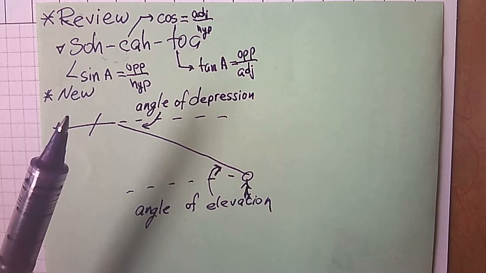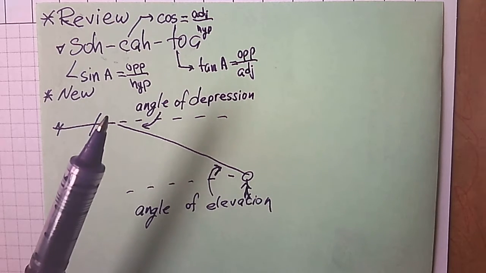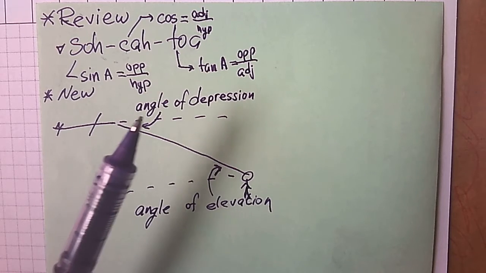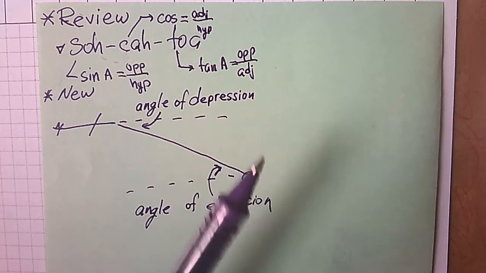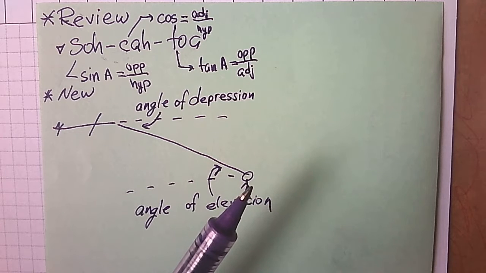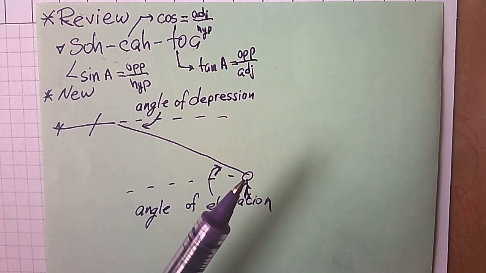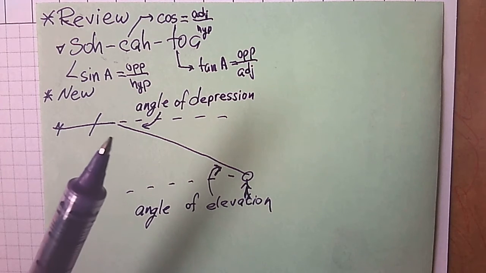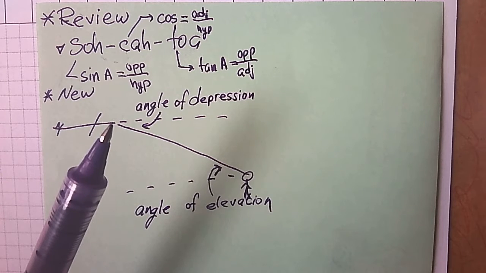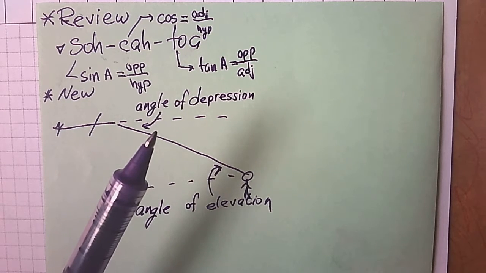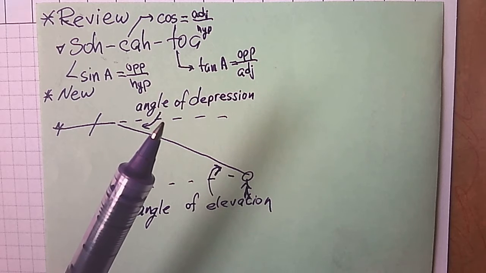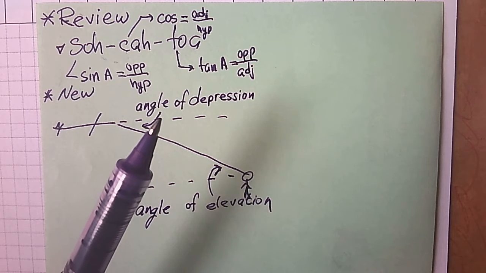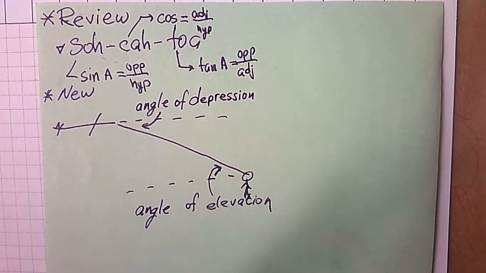Okay? Now, new for today, imagine that you have an airplane. When the pilot flies the airplane, he's looking straight ahead at the horizon. Now, imagine there's a person walking on the ground, and whenever he or she is walking, he or she is looking straight ahead at the horizon. Now, if the pilot wants to look at the person on the ground, he or she has to look down from the horizon at a certain degree. So that's the angle of depression. Depression means you're looking down.